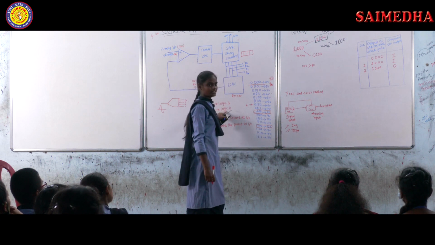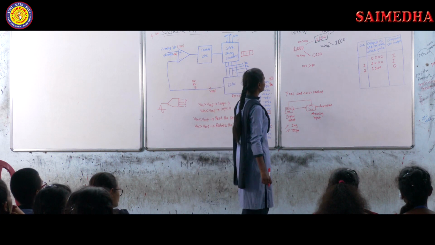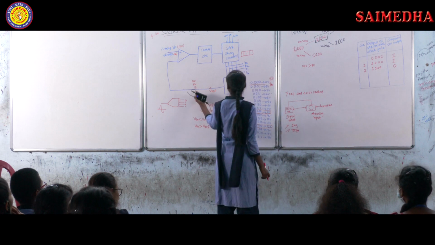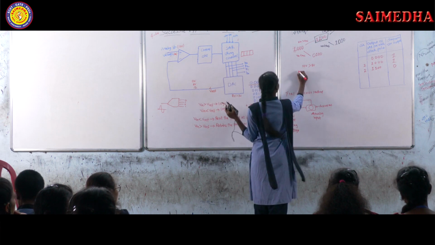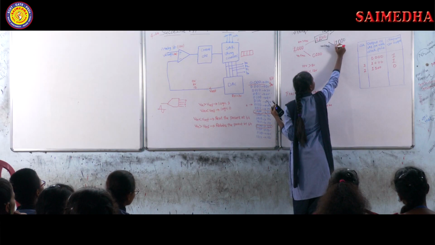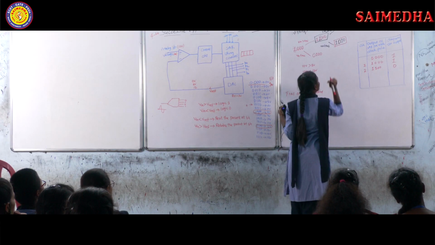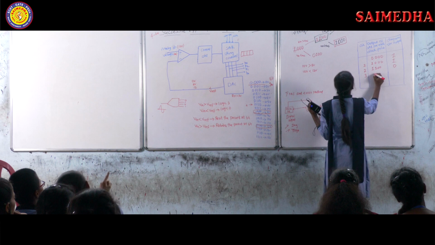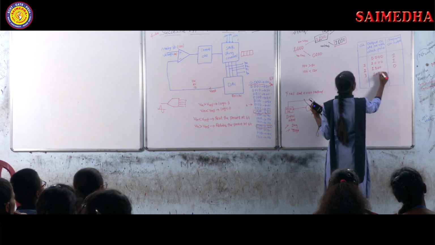That's why we are getting logic 0. And next, here the 12 volts. So we are getting 10 volts is less than 12 volts, means the satisfied condition is Vin is less than V reference. So this is the satisfied condition. So for the third clock pulse, we are getting 1010.